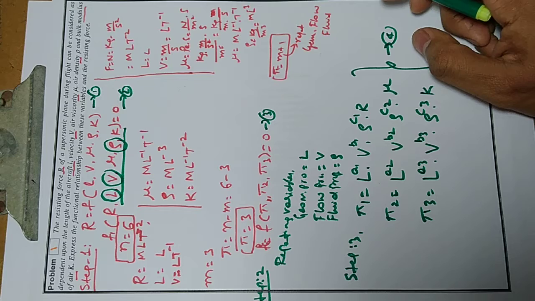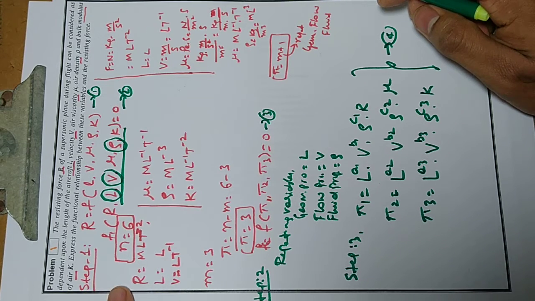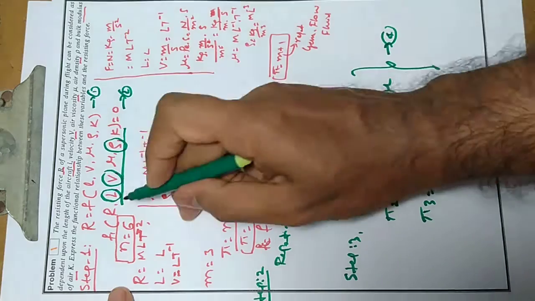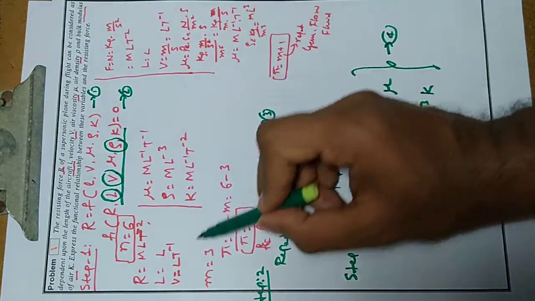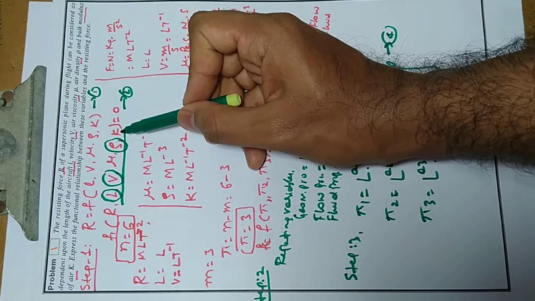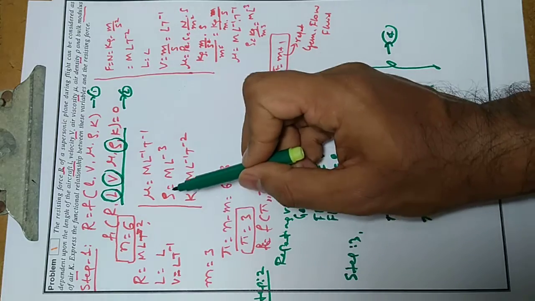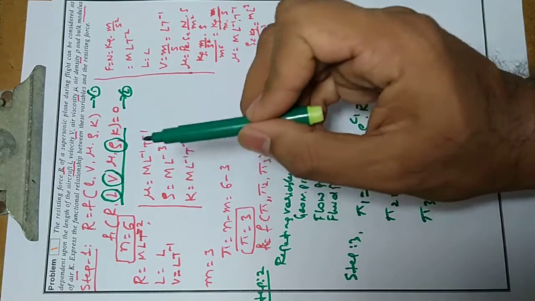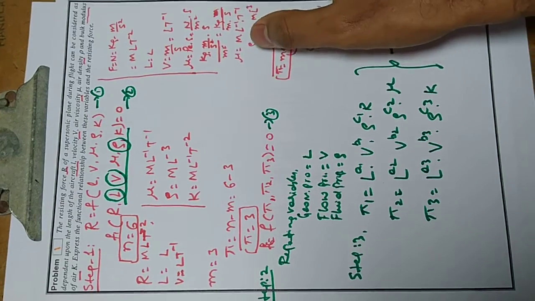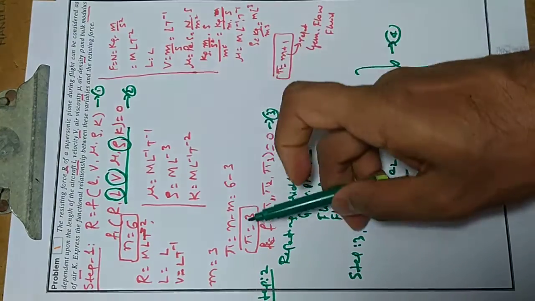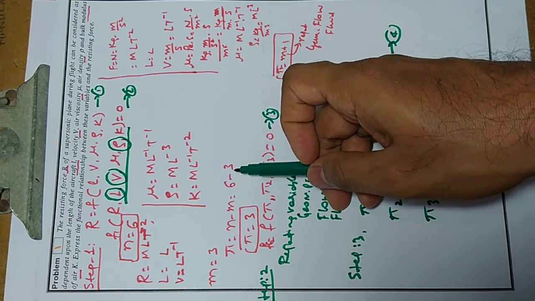Okay, we did it step by step, according to the problem. Next we find the total number of variables by just counting. Next we write the dimensions of all six variables. Then we count how many fundamental dimensions there are. The fundamental dimensions M, L, T are there in this problem. Later we find the pi terms by n minus m, 6 minus 3.